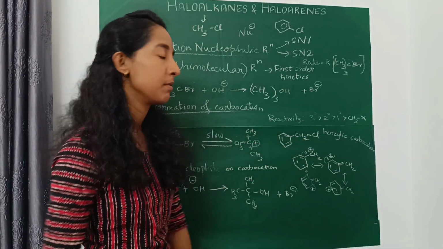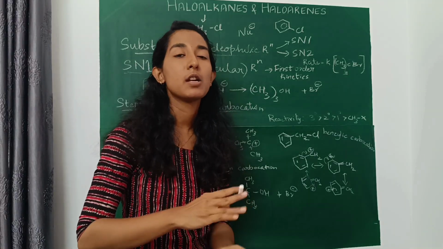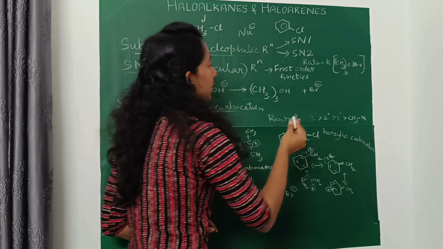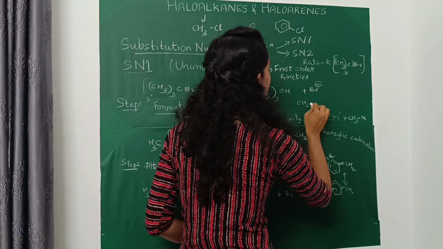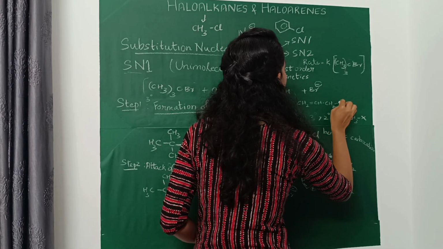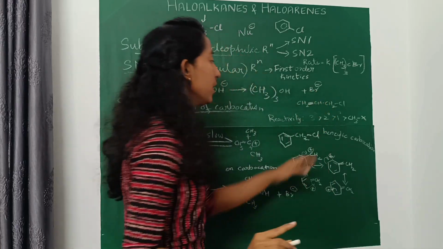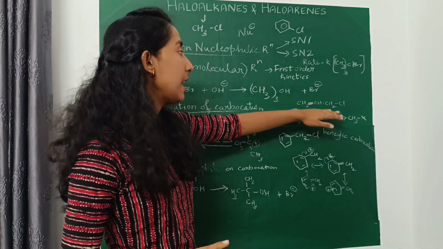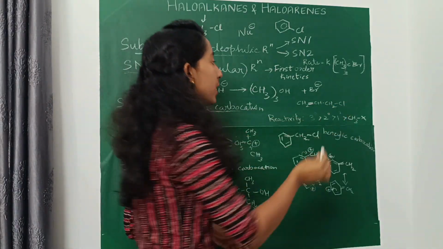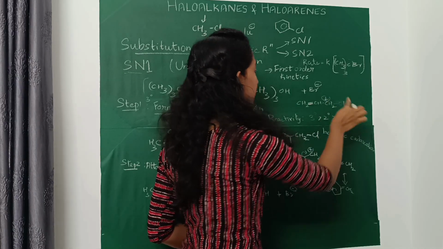carbocation, showing SN1 reactions. One more thing: an allylic carbocation has higher reactivity towards SN1 reaction. Allylic carbocation, for example, this is a double bond. So this is an allylic halide, allylic chloride. When this undergoes an SN1 reaction, basically you get a positive charge over here. The chlorine will go and then you get a positive charge on this carbon.